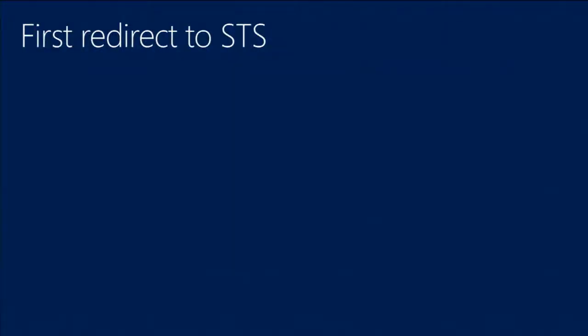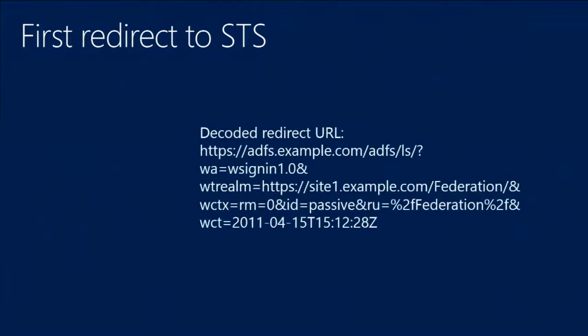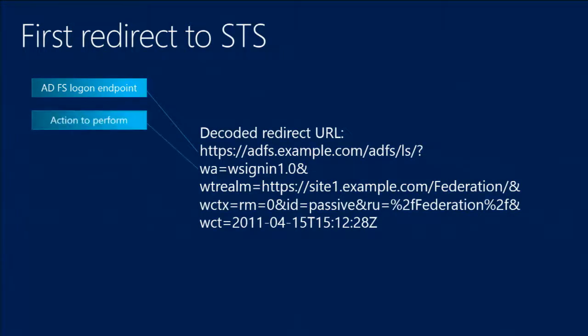The first redirect to the security token service is basically saying, I need to send you to the security token service. Which one? The one I know about. So this is the application saying this. It's going to redirect the client up to the security token service that it trusts. So that's the first redirect, and it goes to the ADFS logon endpoint. The next thing is, what action do you want performed? So the action here is wa=wsignin, right?